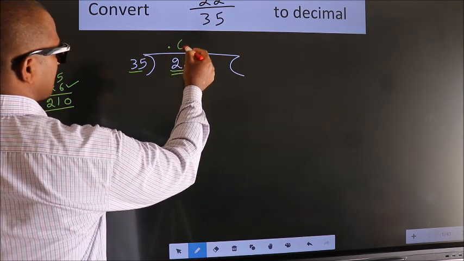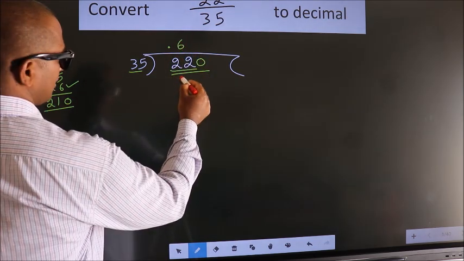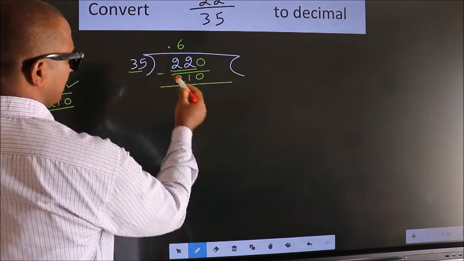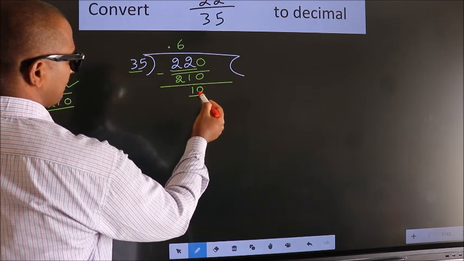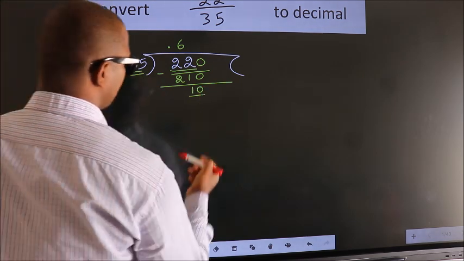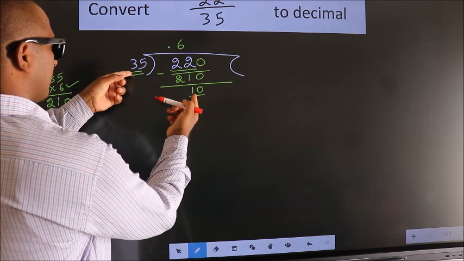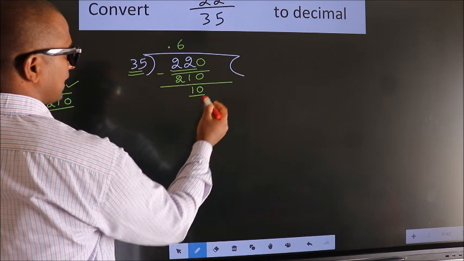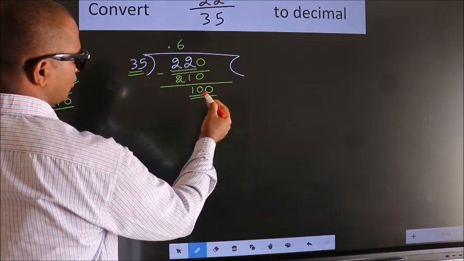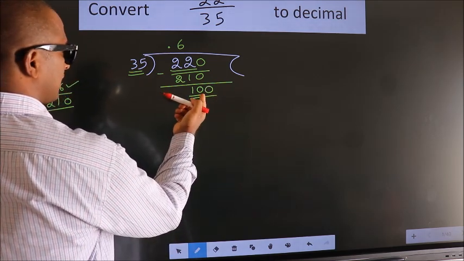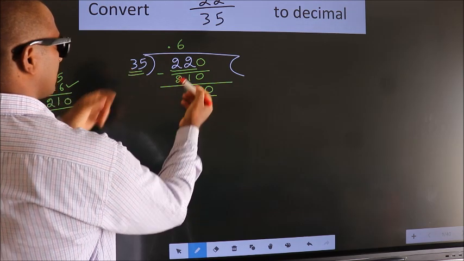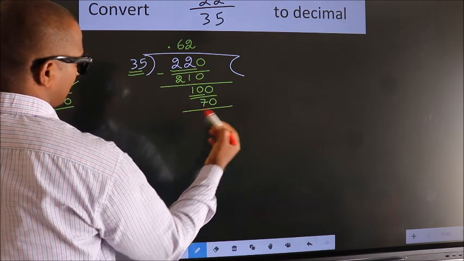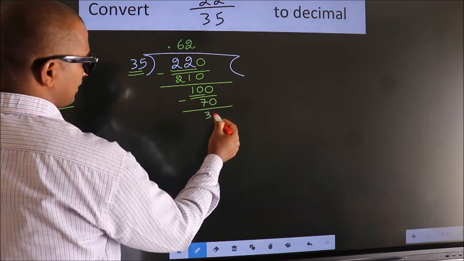So 35 6 times, 210. Now we should subtract, we get 10. Here we have 10, here 35. 10 is smaller than 35, and we already have the decimal, so we can directly take 0. So 100. A number close to 100 in the 35 table is 35 2s, 70. Now we subtract, we get 30.